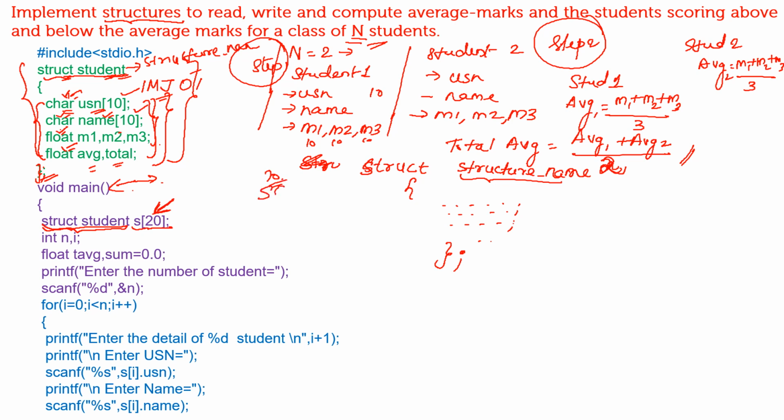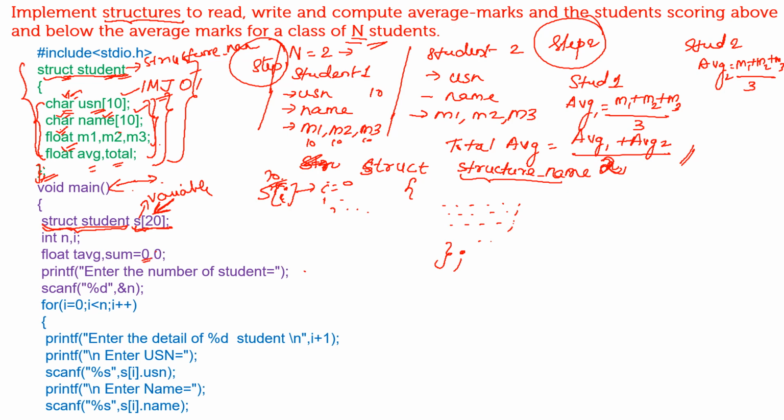So for the first student, you can denote it by S of I, and I can take the value 0, 1, 2, 3, etc. Okay, end with a semicolon, struct student. So S is your variable name. Okay, now int n comma I, you are declaring another two variables n and I. Float average comma sum is initialized to 0.0.